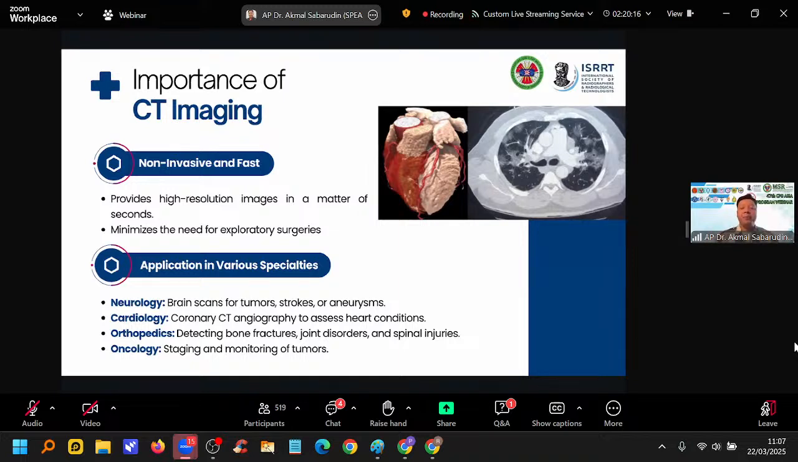Okay, and then the last importance of CT imaging: it can be used in various specialties.